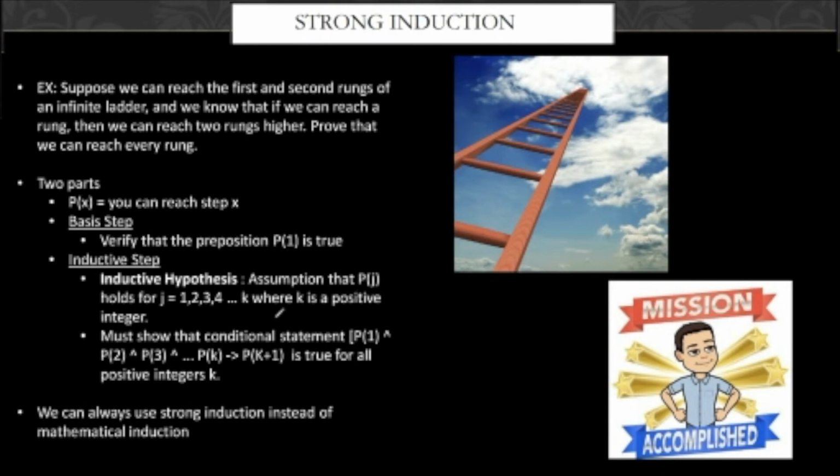For the inductive step, we have the inductive hypothesis, in which we assume that we can reach any particular rung between 1 and the kth rung for some positive integer k. For example, if k equals 20, then we could reach any particular rung between 1 and 20. Once we have the inductive hypothesis, we must show that if P(1) and P(2) and P(3) all the way to P(k) hold, then P(k+1) holds true for all positive integers k. In other words, once we have proven the base case and the inductive step, then we can say that we can reach any step on the ladder. Therefore, we can climb the whole ladder.